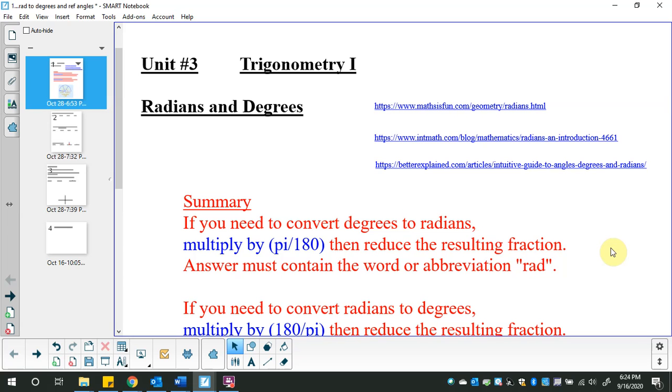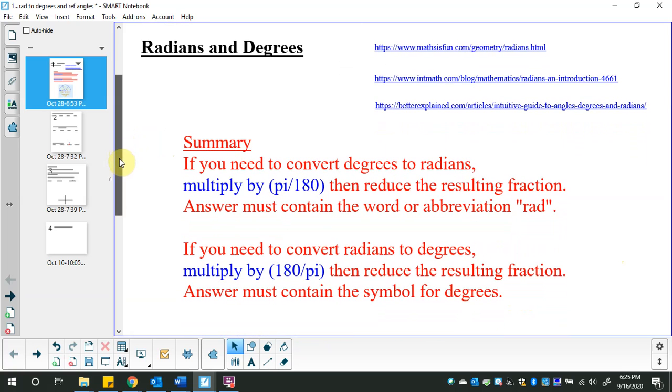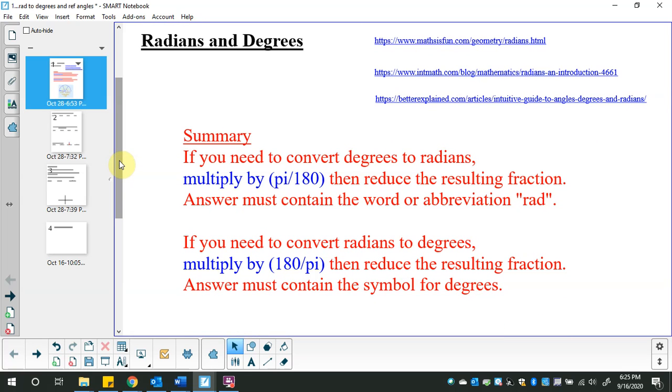So this is an important note to maybe put a little star beside so that you know to go back to it. So this is Unit 3. In this course, Unit 3, Unit 4, and Unit 5 are all trigonometry. And this particular note is about radians and degrees. You should have experience with degrees from grade 11, and you may have experience with radians.